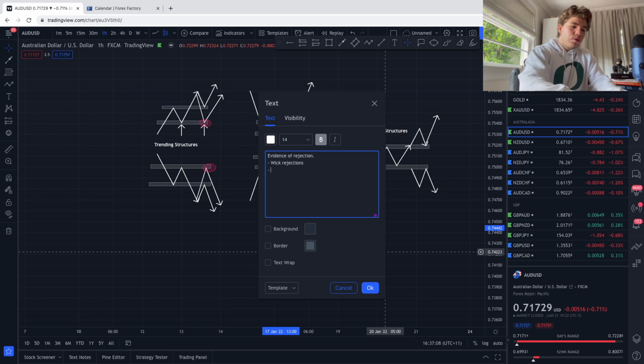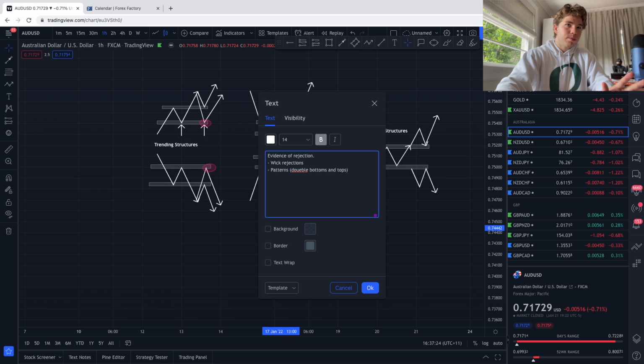Second of all, I look for patterns, and that includes double bottoms and tops. Excuse my spelling. Double bottoms and tops, and we'll leave it at that because that's pretty much all I use. I'm not lying, that's literally the only patterns I use. Don't use any other patterns. And the last thing to look out for is engulfing candles.